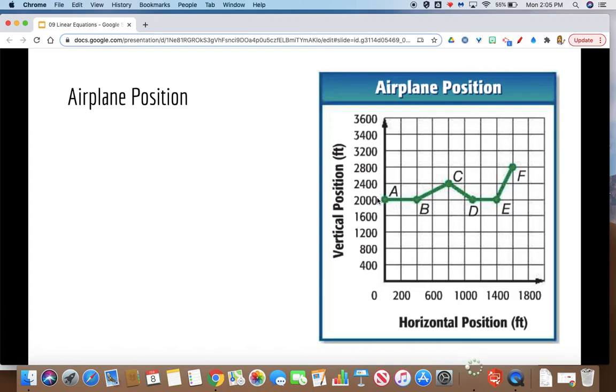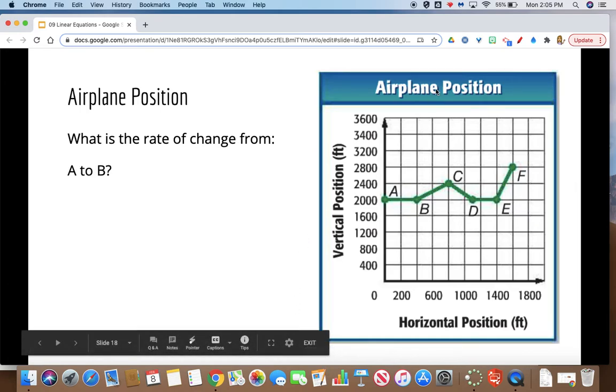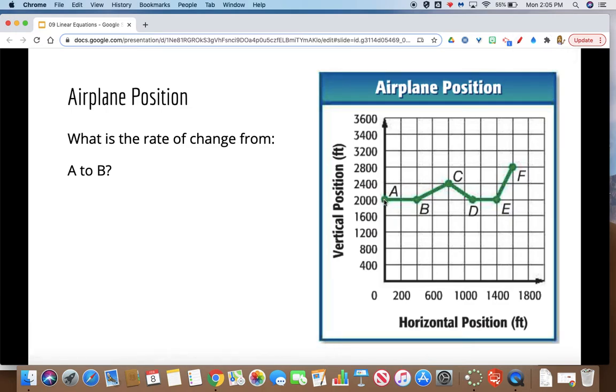So you can kind of envision an airplane going steady forward at one altitude, and then it might have to go up to a different altitude, so we start to see that take place in this graph. So let's look at the rate of change from A to B. What's happening from A to B? Not much.